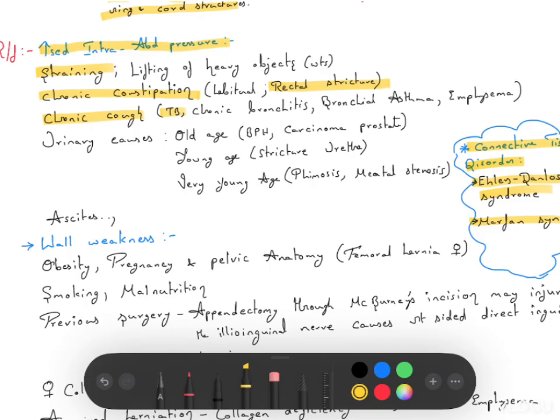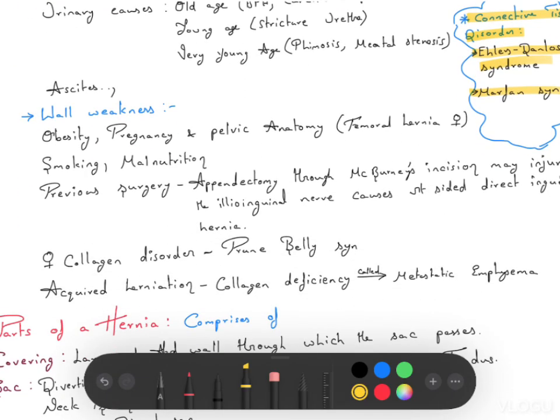So next we can see wall weakness. In wall weakness, mostly we can see ascites. Whenever the patient has ascites, the fluid will stretch the abdominal wall, and the patient will become very prone to wall weakness in the abdominal wall, and the patient will get a hernia also.